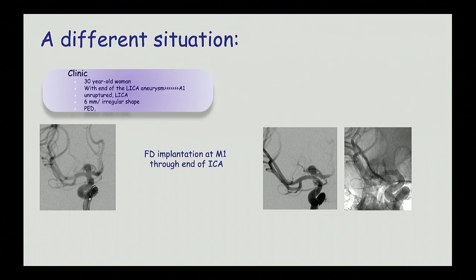So this was the placement of the device here. You see that the flow diverter is here from the internal carotid artery to the M1 segment, covering A1 and covering the aneurysm. So we expect from this that probably part of the A1 segment will shrink, but also the aneurysm.